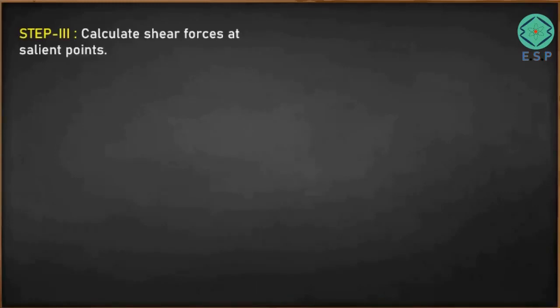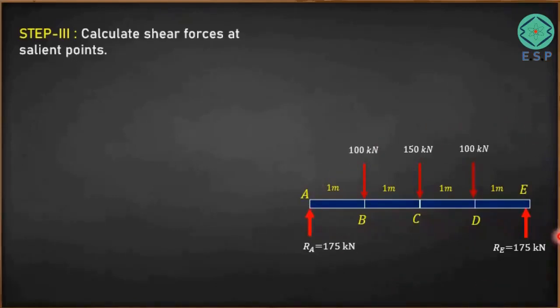In step 3, once we have all the support reactions, we go for calculation of shear forces at salient points. We have this beam, and in this beam we have all the forces acting on it. Now the question is how to calculate the shear forces at salient points. If you look at the diagram, these points, which are point A, point B, point C, point D and point E, are called salient points.